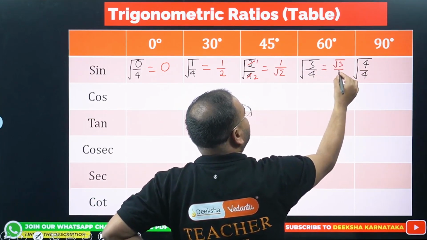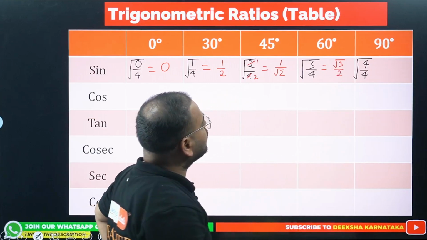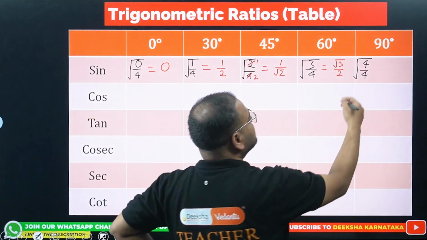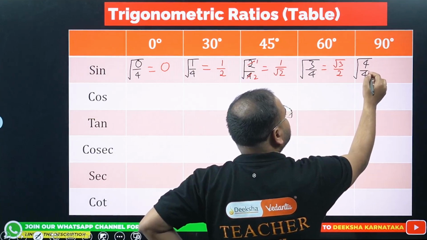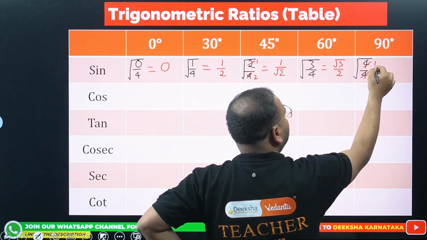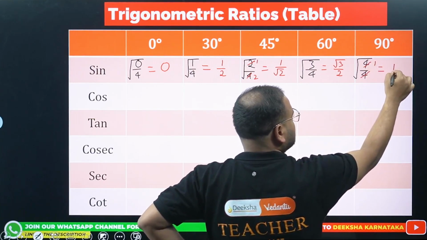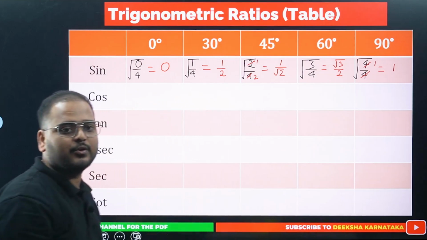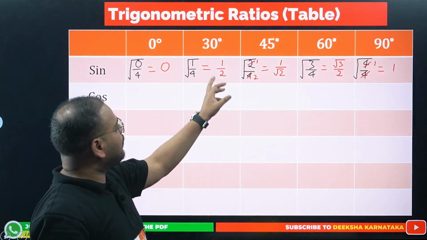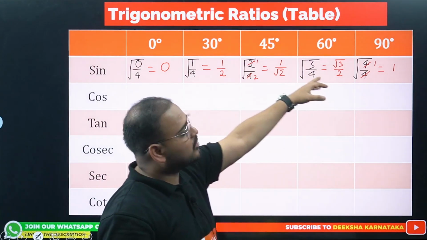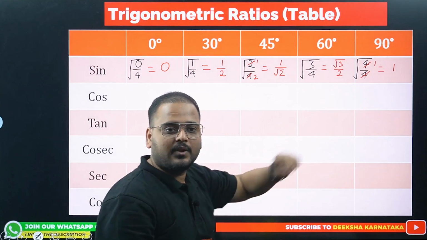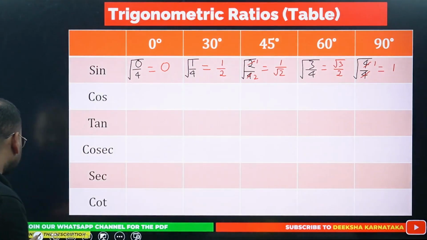And root 4 will be 2. Cancel these against each other. 4 and 4 go out with 1. Root of 1 is just 1. Now check my values: 0, 1 by 2, 1 by root 2, root 3 by 2 and 1. Hope this is visible.